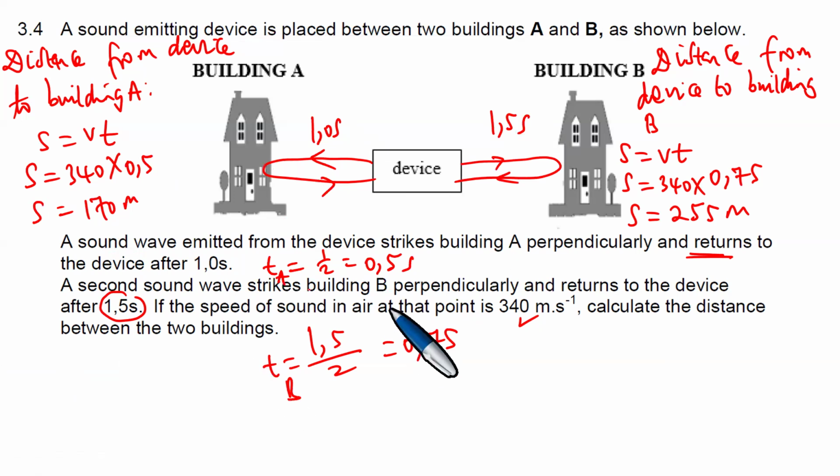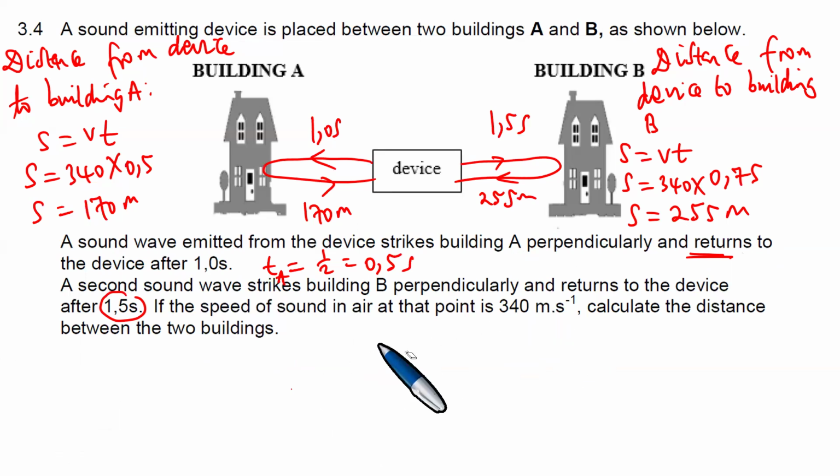So now for building A, you are dealing with 170 meters, and here 255 meters. Why would it divide by 2? Because they return, so they travel twice. The sound comes from the sound-emitting device to A and then back. But remember, I want to calculate the distance between the two buildings. We can't say the distance from the device to the building is the distance here and then back, because you travel twice. We want one direction, from here to there, not going back.